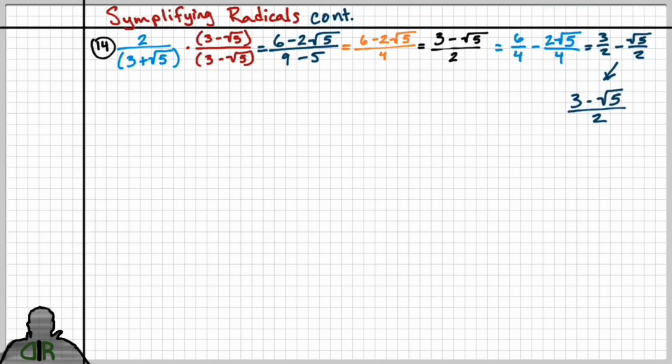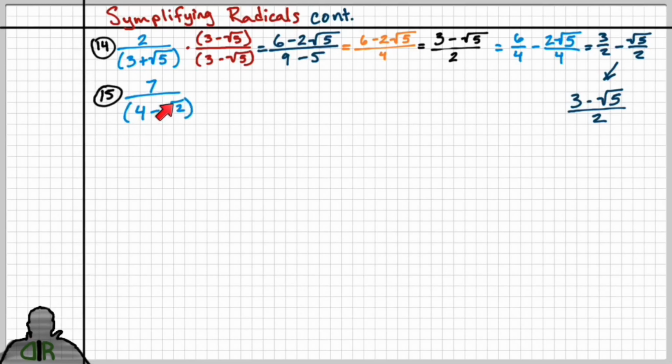This thing over here is a different way to understand it. Think about going from this orange step over to the blue ones. Forget about the answer right here. 6 minus 2 root 5 over 4 would be the same thing as saying 6 over 4 minus 2 root 5 over 4. I could reduce both of these down: 6 over 4 becomes 3 over 2, and 2 over 4 becomes 1 over 2. Then if I subtract them out, we get this answer here. So this right here is just a different way to understand what we did right here.